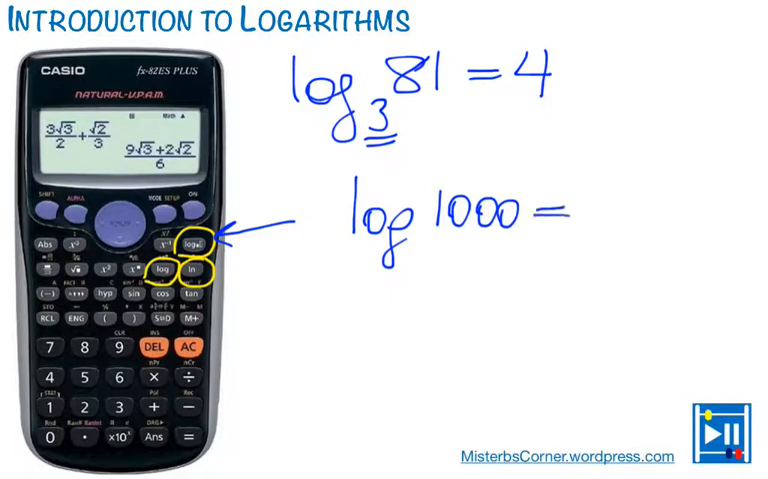So you should immediately figure out that the base is 10 if it doesn't write anything, and you should be able to write 3. You can try it with this log button here, right? If you write log 1000, you will end up with 3. So if the base is different than 10, you should be using this button. If not, you can use this button here.